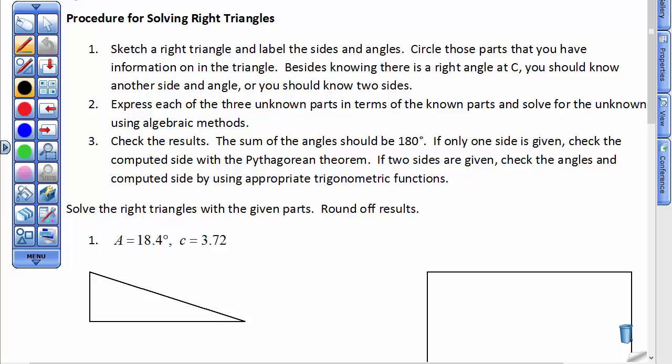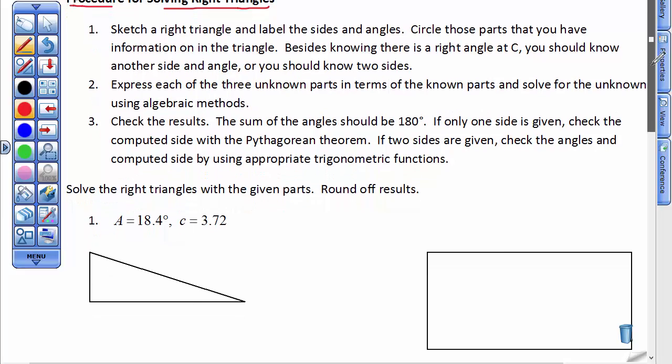So where are we heading with all this trigonometry and all these definitions? Well, one of the big places that we're heading is a procedure to solve right triangles, given two pieces of information. So what we're going to do is sketch a right triangle and label the sides and angles. Let's go ahead and do it for this problem. I'll come back to this procedure here in a minute.